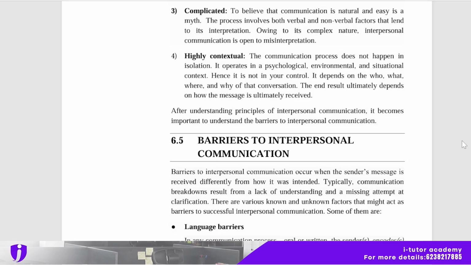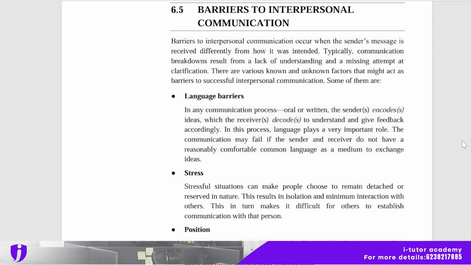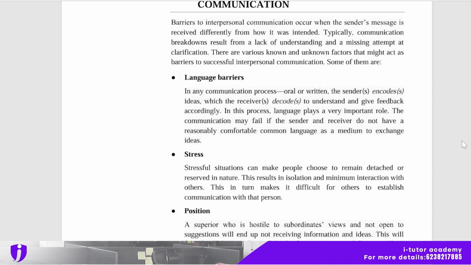After understanding the principles of interpersonal communication, it becomes important to understand the barriers to interpersonal communication. So let's see the barriers. First one is language. In any communication process, oral or written, the sender encodes ideas which the receiver decodes, understands and gives feedback accordingly. In this process, language plays a very important role. The communication may fail if the sender and receiver do not have a reasonably comfortable common language as a medium to exchange ideas.